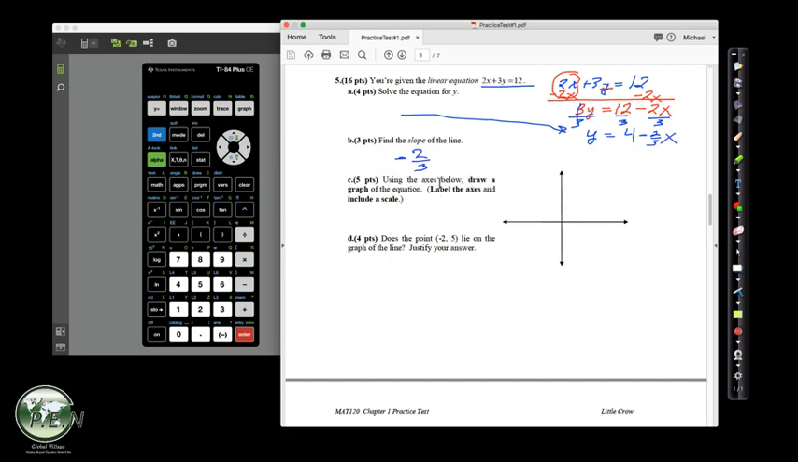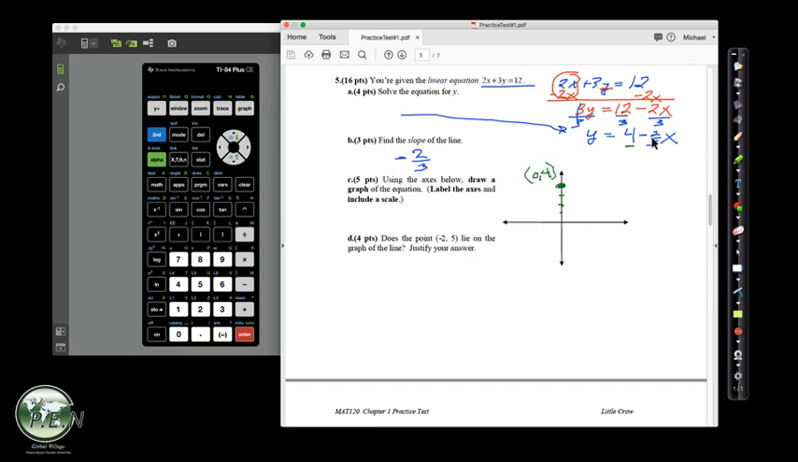Use the axis below to draw a graph of the equation. Okay, so what we have is we have a y-intercept. Let's do this in green. Our y-intercept is 4. So that means that 1, 2, 3, 4, we have a point right here. Put a nice big point. 0, 4. X is 0, y is 4.